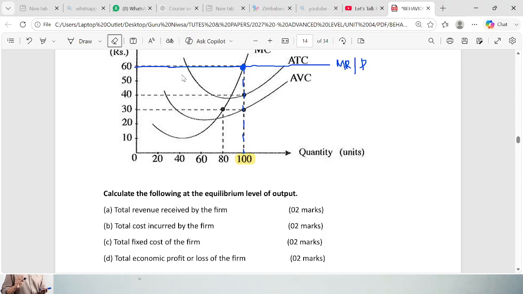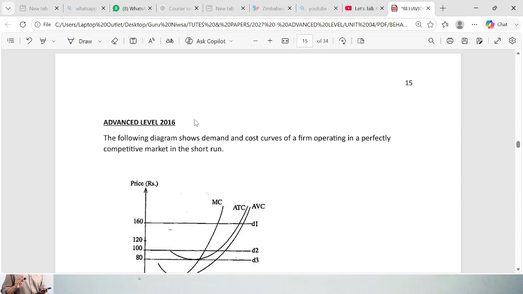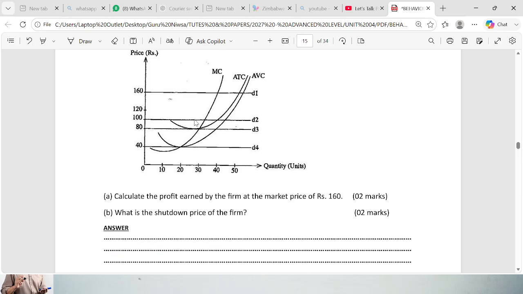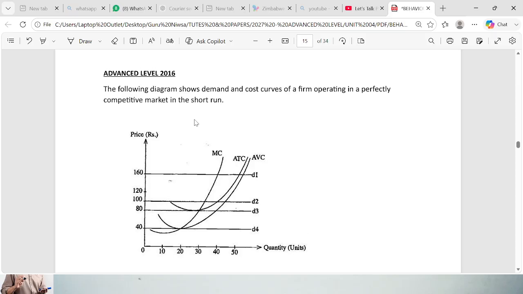Okay, then, Lamai, sorry, this is 2019, then 2016 A level. The following diagram shows demand and cost curves. Calculate the profit earned by the firm at output 60. Shall we do this question also, Buddha? Very simple one, a 2 mark, 4 mark question.